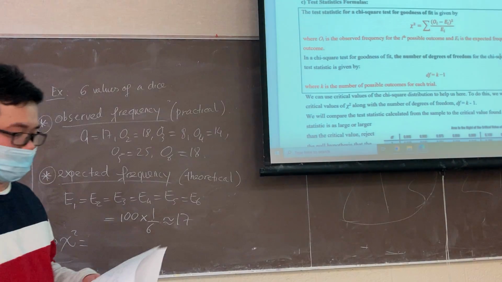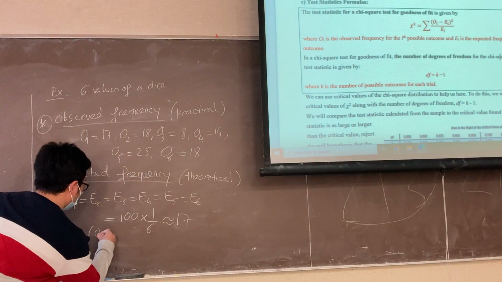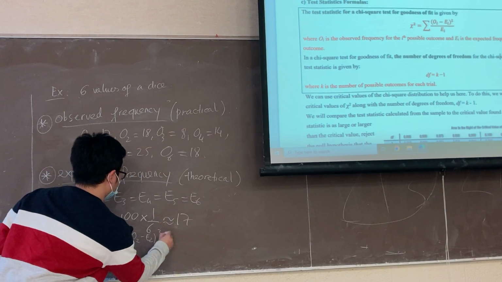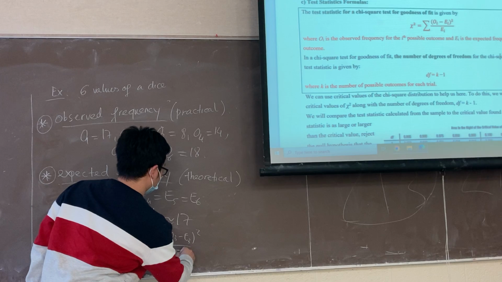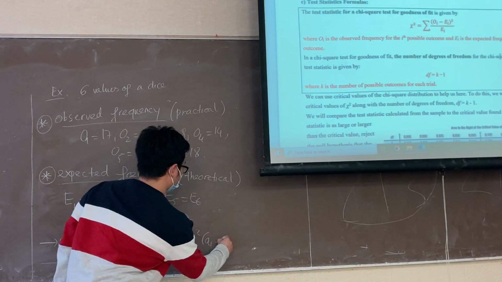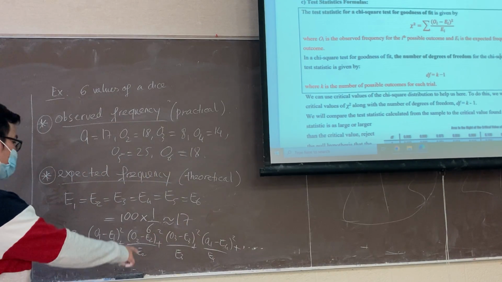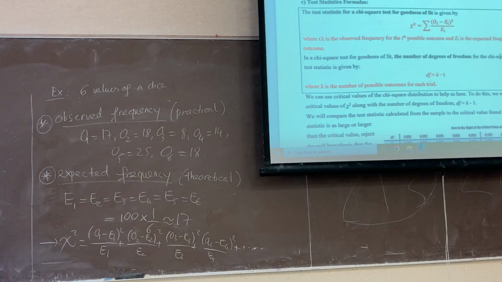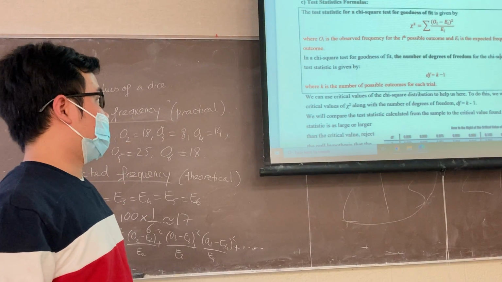Okay, you can calculate by using this one. This is O1 minus E1 squared over E1, plus O2 minus E2 squared over E2, plus O3 minus E3 squared over E3, plus O4 minus E4 squared over E4, plus O5 minus E5 squared over E5, and so on. That is the chi-square test statistic. You plug all the values into this and use a calculator to calculate it.